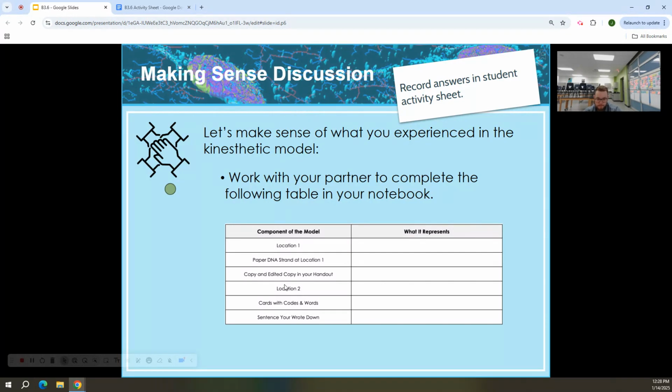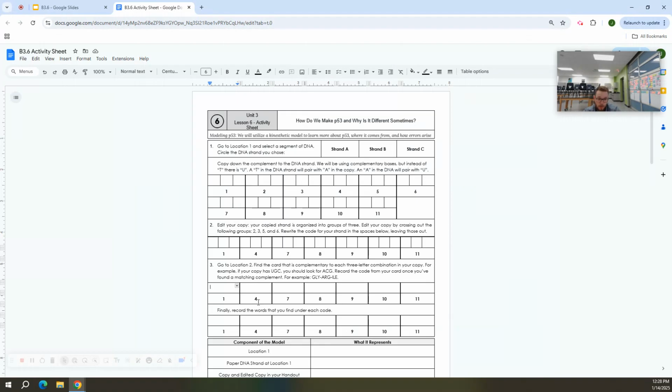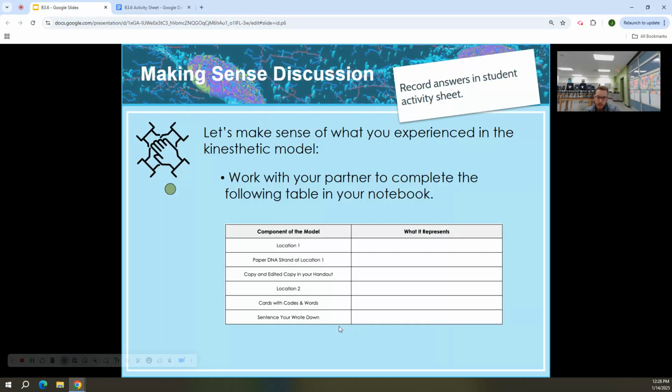Okay, and then the cards with the codes, what do those represent? So with the codes and the 3-letter abbreviations of those different things, what do those represent? Right, those are kind of like the building blocks of my larger thing, right? I put those together to get my larger molecule, for lack of a better word, my sentence, which was essentially my molecule of some kind. And then what was the sentence? That whole molecule together we call what?